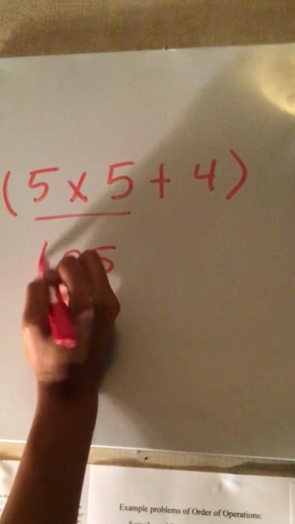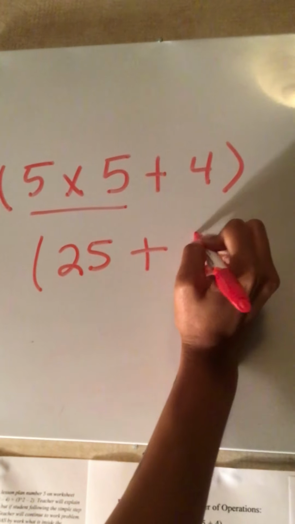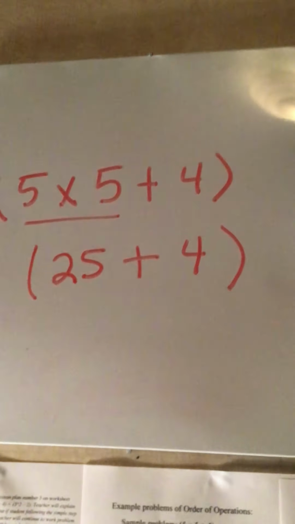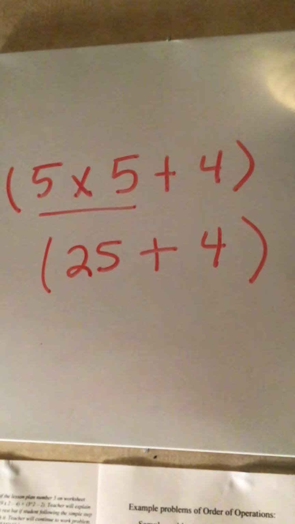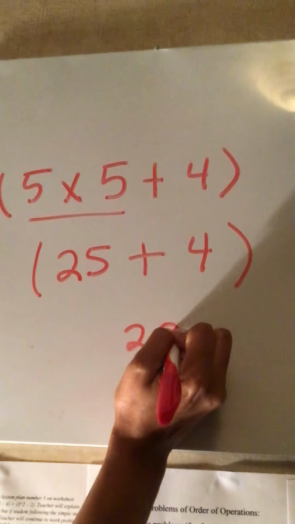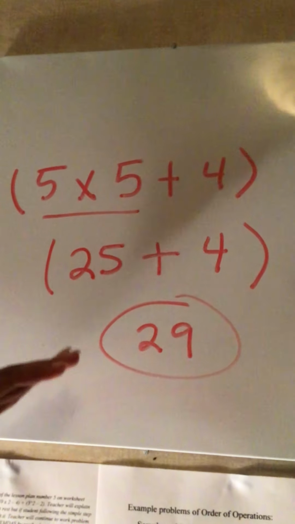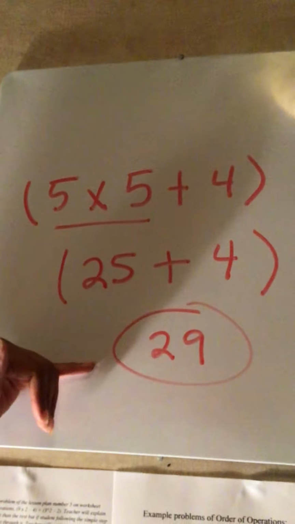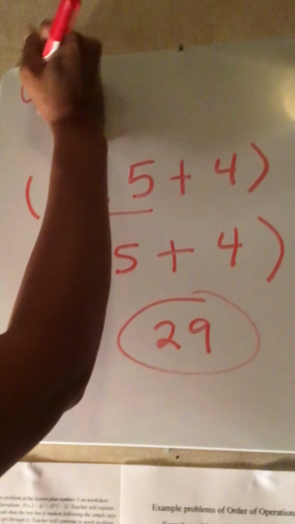So we just put our parentheses back in there, 25 plus, and we bring our plus sign and our 4 down. Now our problem reads 25 plus 4. And 25 plus 4 is 29. And 29 is our answer. This is the correct way to work the problem, and this is our correct answer. So here I'm going to write up correct answer.